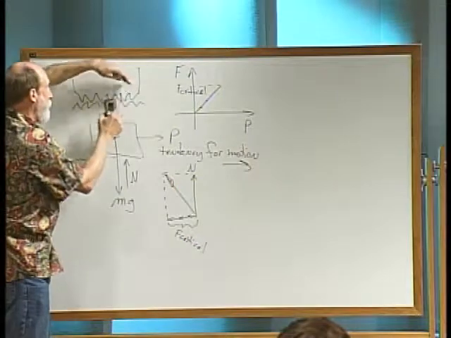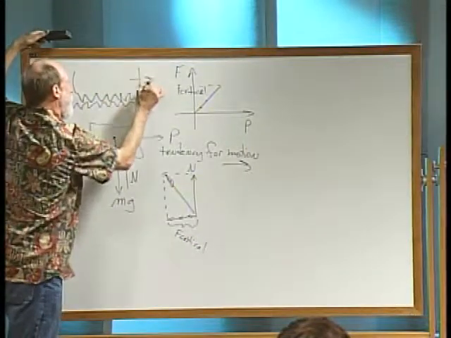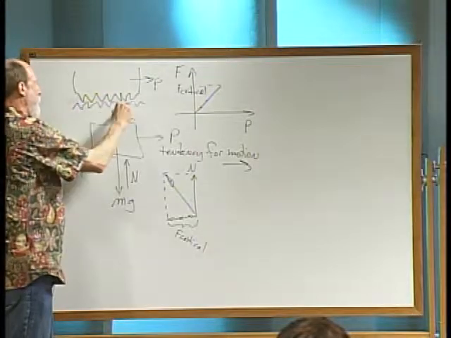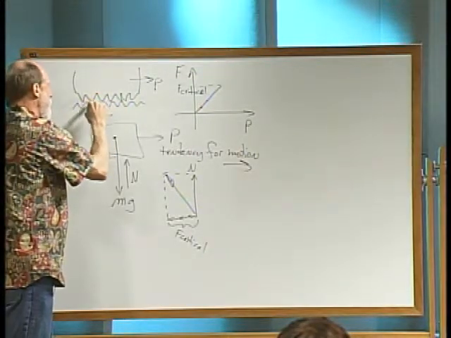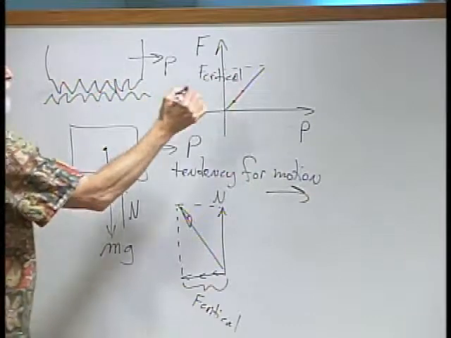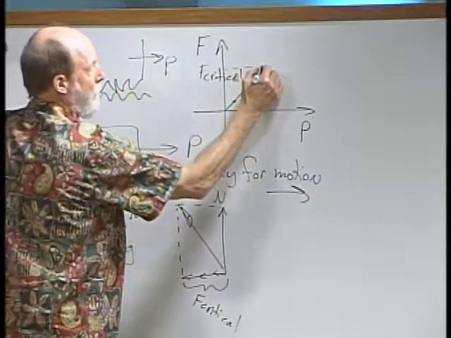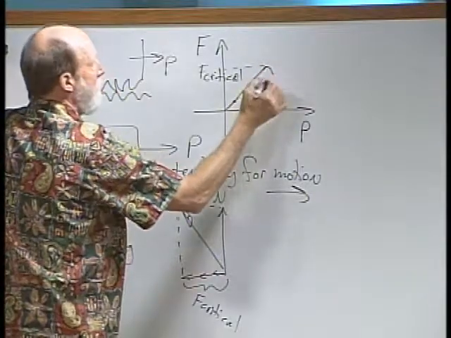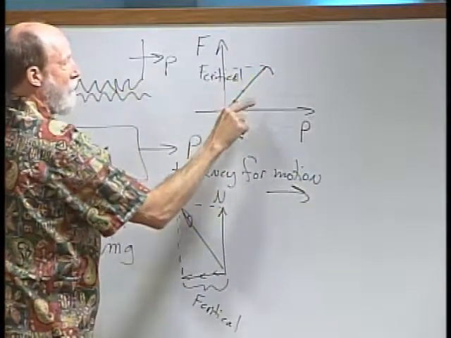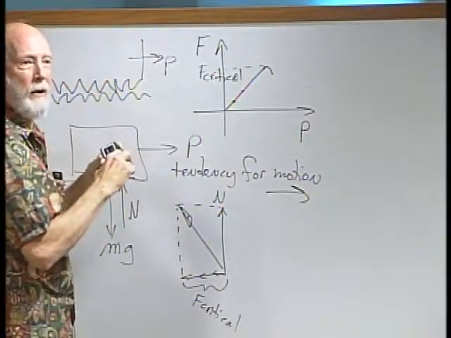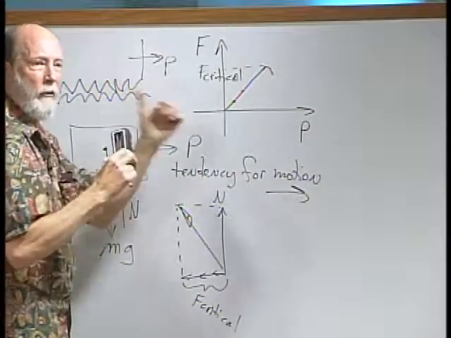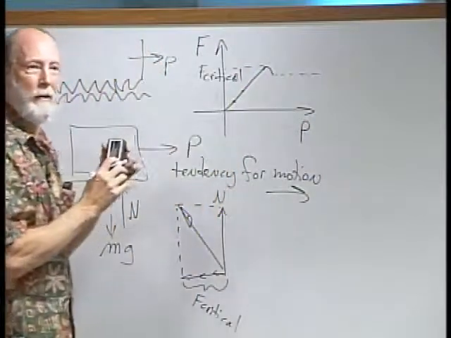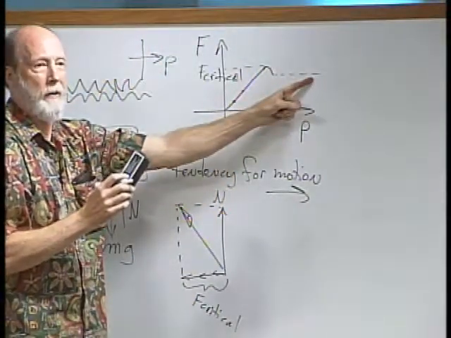So what happens when you start pulling on this object, you're going to cause this to pop loose, and then it's going to take a little less to keep it moving. This has been shown experimentally. The force actually drops off a little bit, the required friction force. And so it holds at a lower level.